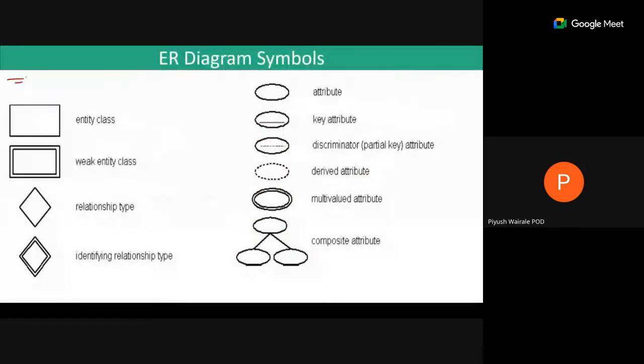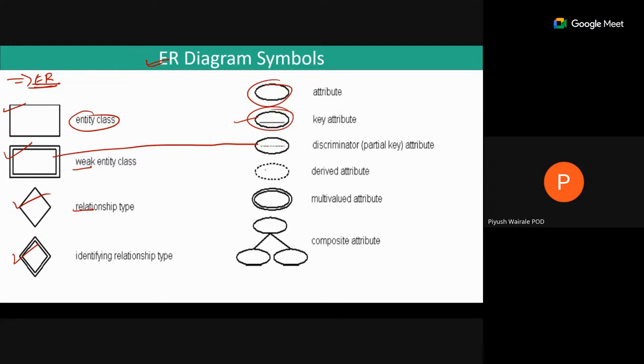Now the next topic is the ER diagram part. Okay, so these are a few symbols. It's very important, please note this. A rectangle is used to indicate an entity class, then double rectangle, weak entity class, diamond, relationship, then identifying relationship type is a double diamond, then attribute, ellipse. A key attribute is basically a primary key, indicated by an ellipse with a line. And discriminator, or partial key, means the key associated with the weak entity set. So the weak entity set key is denoted by an underline with a discriminator, like an ellipse.